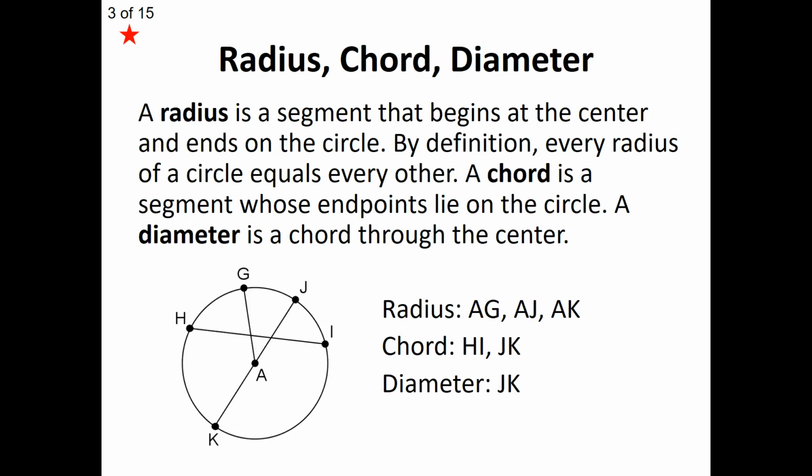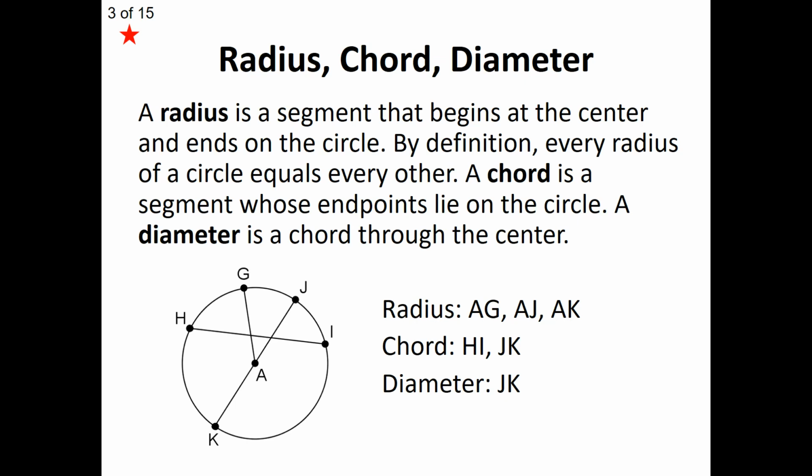It's called a radius. A radius is a segment that begins at the center of the circle and ends on the circle, which means the two endpoints of that radius are the center point and a point on the circle. So by definition, every radius of a circle equals every other. Essentially what we're saying is, because it's that given fixed distance, every radius is going to be the same length. A chord is a segment whose endpoints lie on the circle.